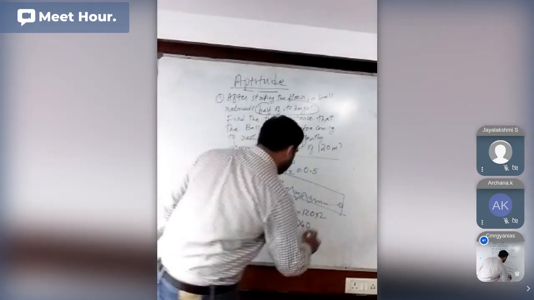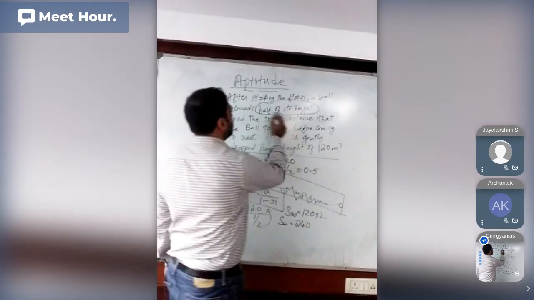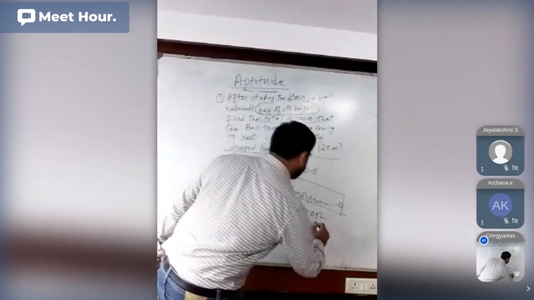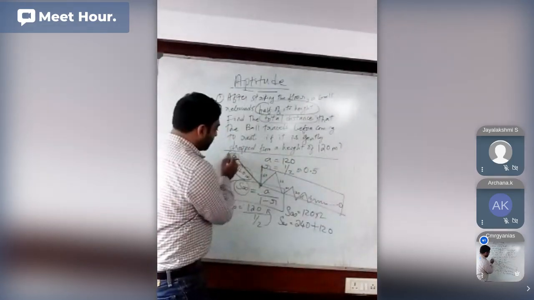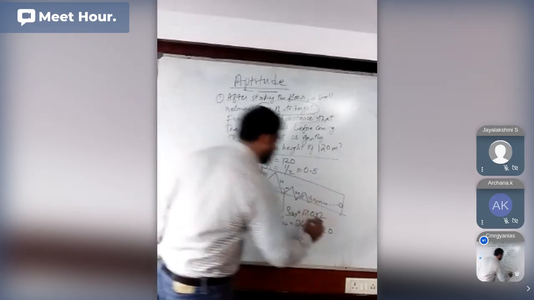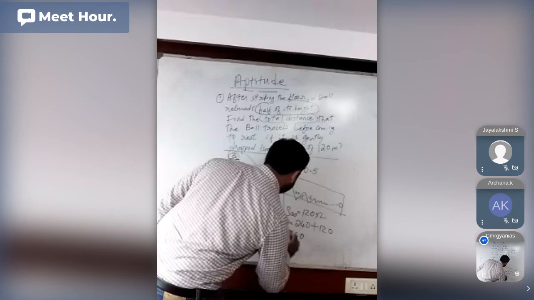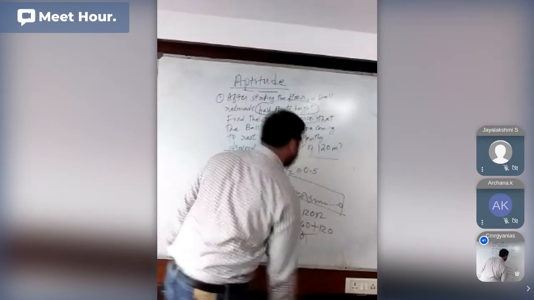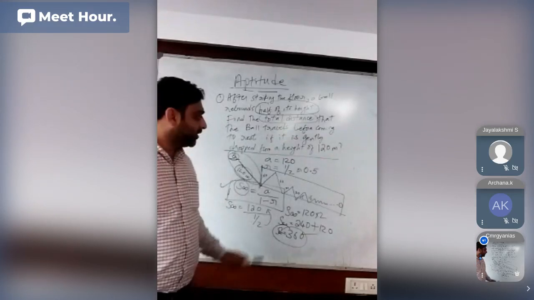So, you have to find the total distance. They're asking what is the total distance the ball has traveled. So, plus this 120. 120 is what? This height, the starting height. So, plus 120, the answer is 360. This is the final answer. So, I hope you understood this problem.